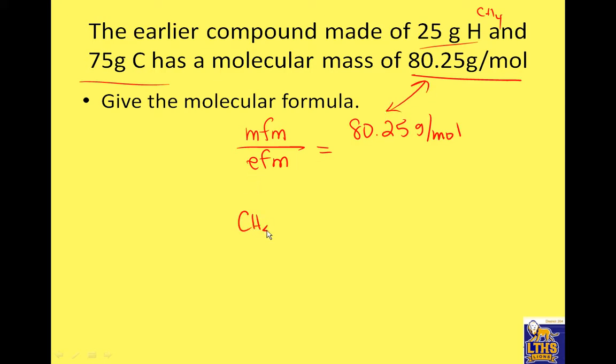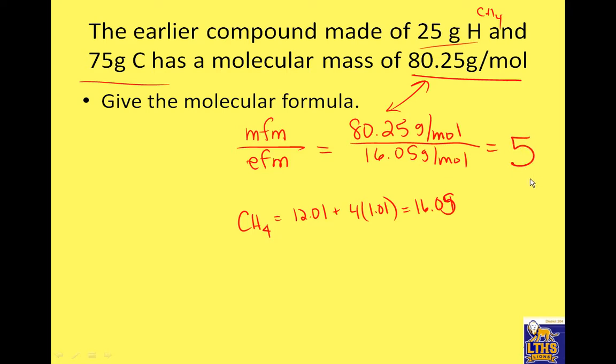Empirical formula mass is the mass of CH4. So 12.01 plus 4 times 1.01 equals 16.04. So we divide by the mass of the empirical formula, 16.05 grams per mole. We find out that the multiplier is 5. Okay. So what does that mean? That means CH4 is empirical, so 5 times that, C5H20, is molecular.